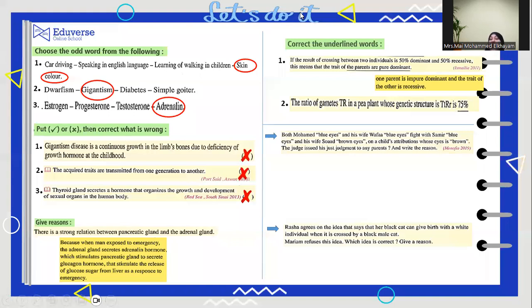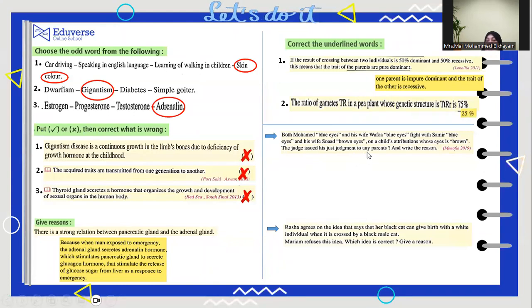Pay attention to this: the ratio of gametes. Here is the parent. What are the gametes formed? One of them is T capital R capital. The other is T capital R small. Then T small R small and T small R capital. What is the ratio of finding T capital R capital in the gametes? Just 1/4, or 25%.